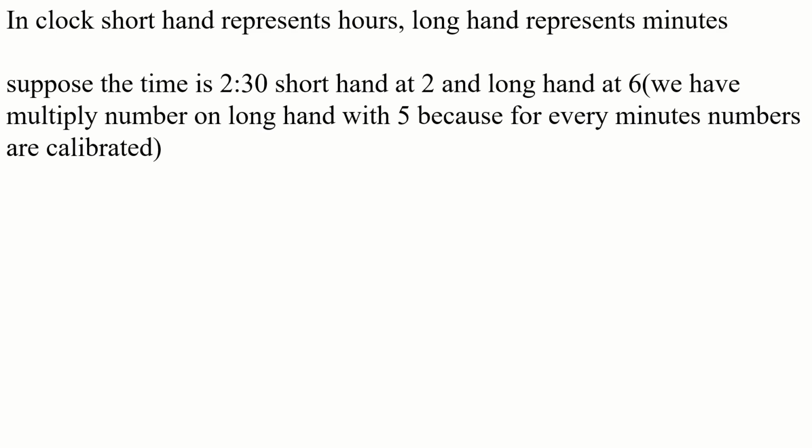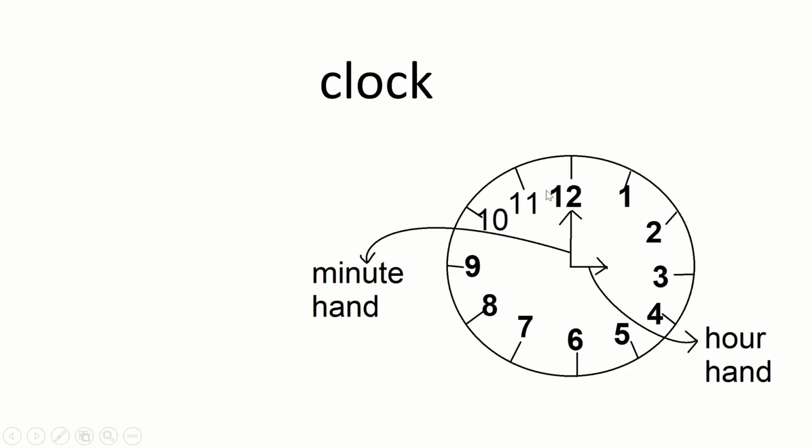Here in the clock, there are a total of 12 hours. In 12 hours, a total circle is there, 360 degrees. So for 1 hour, 30 degrees is there. Suppose this is a clock. Between 1 and 2 there is a gap of 30 degrees. Between 2 and 3 there is a gap of 30 degrees. Between 3 and 4 there is a gap of 30 degrees. So between every two numbers there is a gap of 30 degrees. That's what I want to say.